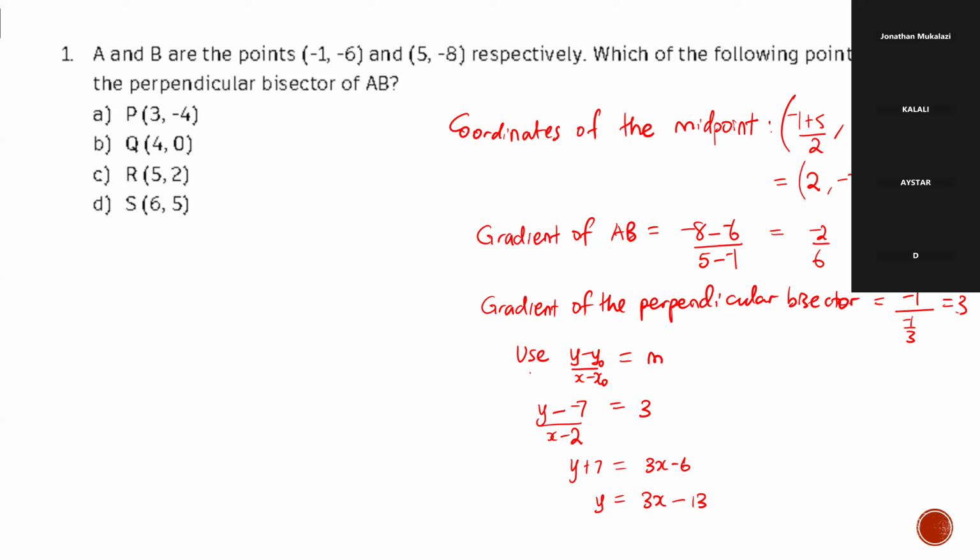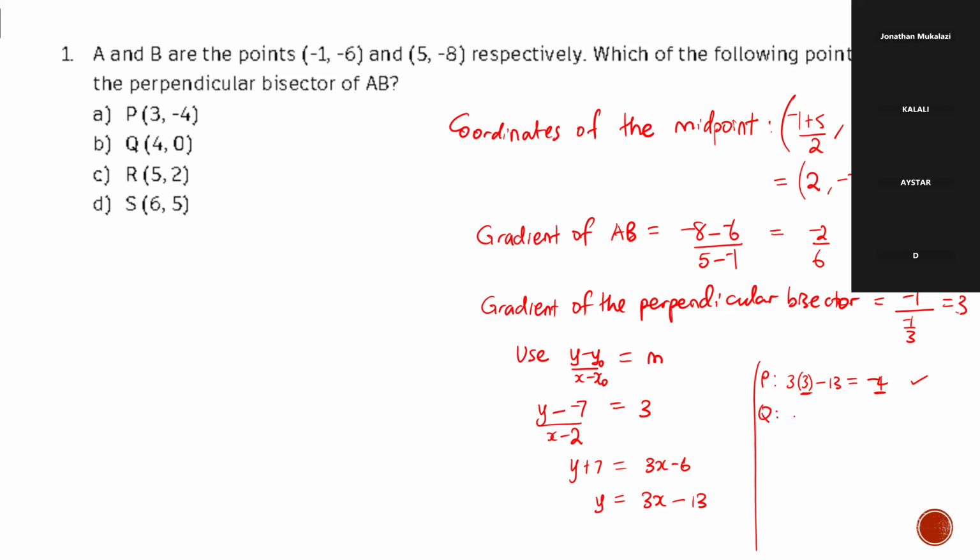Now you want to check, okay, which points do I have that satisfy this equation? So you could check first with point P. For point P, if I substitute in the right hand side, 3 times 3 minus 13 is equal to 9 minus 13, which is negative 4. So I have the 3 and the negative 4. So point P actually satisfies the equation of the perpendicular bisector. So it should be on the perpendicular bisector.